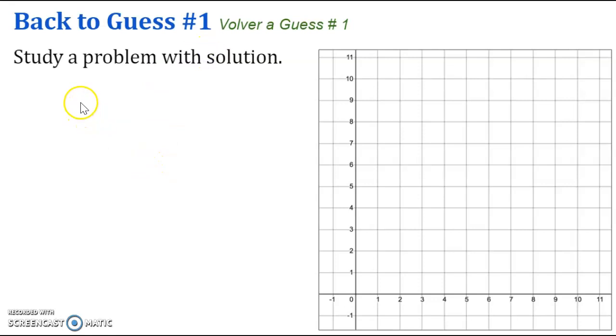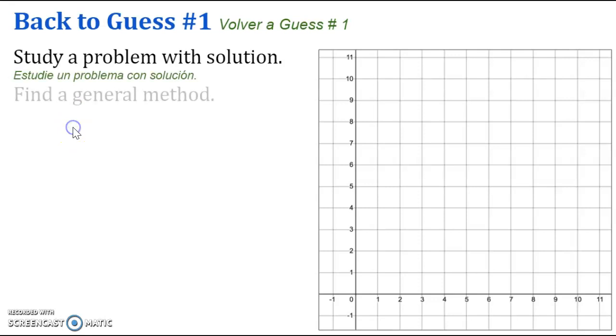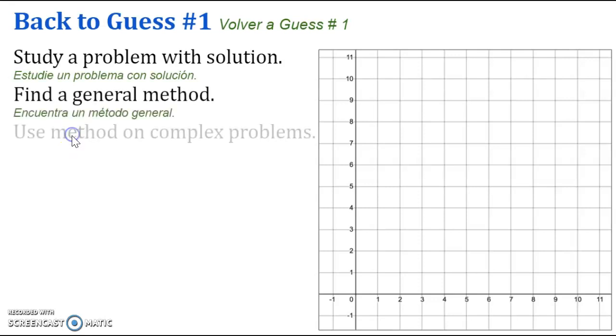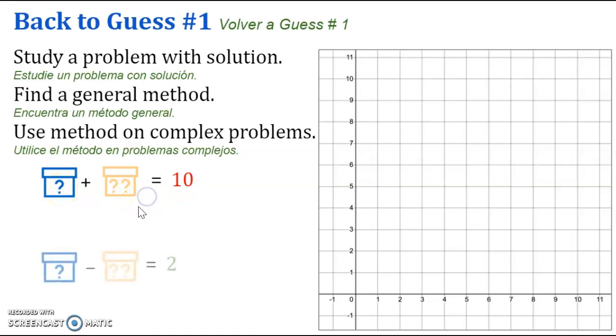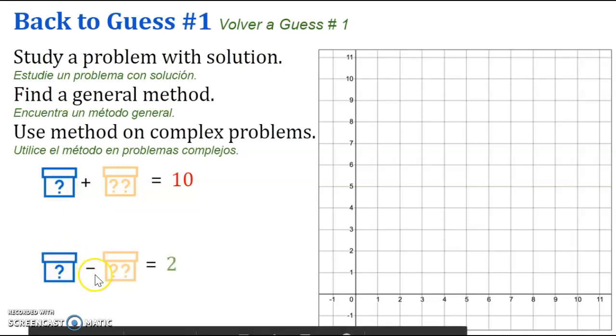So we're going to study a problem with a solution, and then we are going to find the general method and then use the method on complex problems. So we're going to start with what works with a very simple type, and then we're going to bring the complexity up.